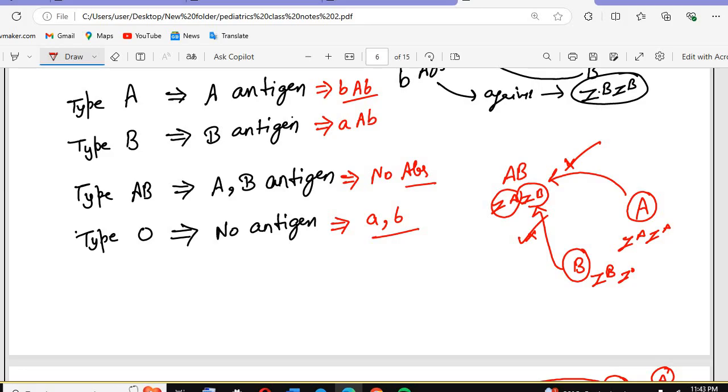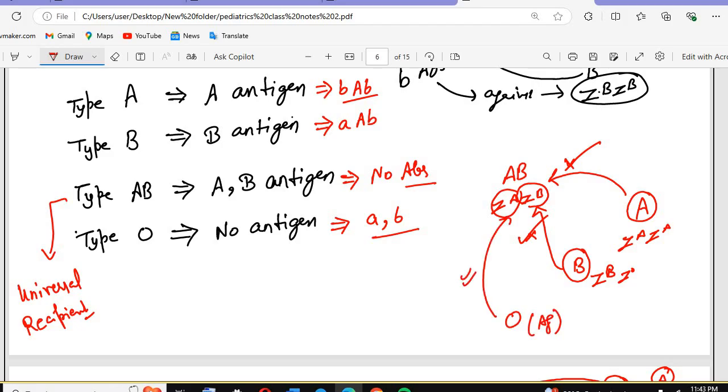So that's why we can say that they have no antibody. So we can call this the universal recipient. They can take blood from anyone, like they can take blood from the O blood group, because O doesn't have any antigen, so it will give blood directly to AB. Then type O is what? Type O is the universal donor. They can give blood to anybody.